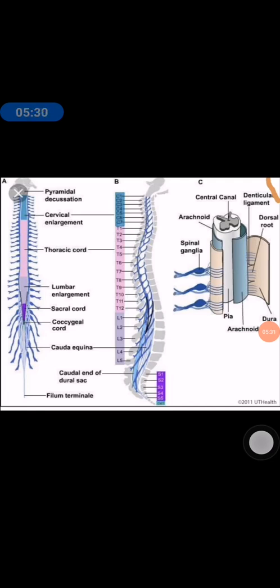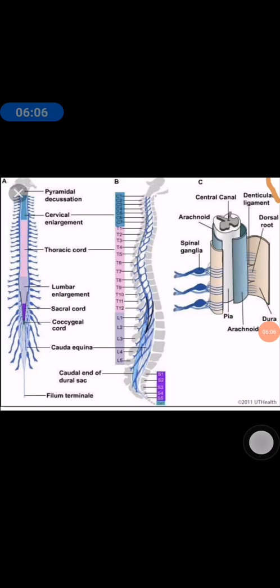Structure of gray matter. Gray matter is H-shaped and it has two horns, the anterior horn and the posterior horn. On each side they are connected by the gray commissure, and there is a central canal in the middle of the gray commissure. What is the central canal? It is the remnant of the lumen of the neural tube. We know that the spinal cord develops from the neural tube.